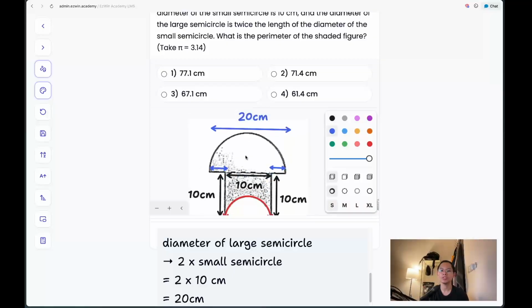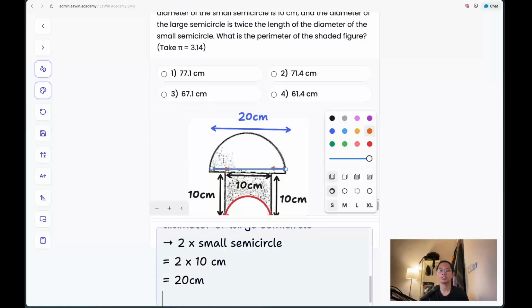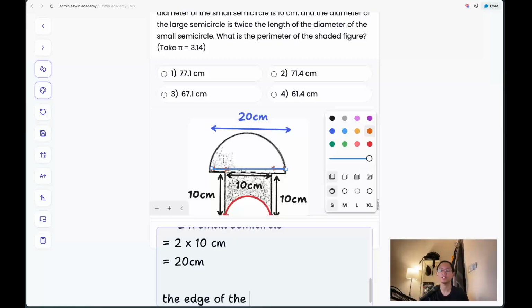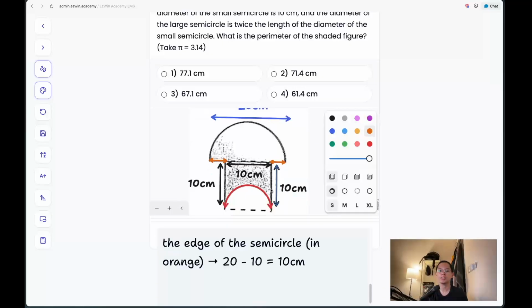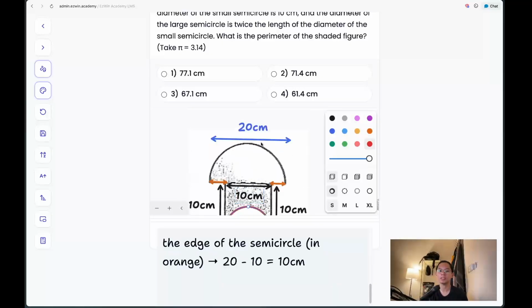What you see over here. So that means these 2 parts, no matter where it's being moved, it will be equal to 10 centimeters. So with this, let me just put this in orange. The edge of the semicircle in orange is, it's hard to see, so I'm going to put this. It is equal to 20 minus 10. This is 10 centimeters. Okay, so now we just need to get the circumference of the small semicircle and the big semicircle. That's what we see over here.